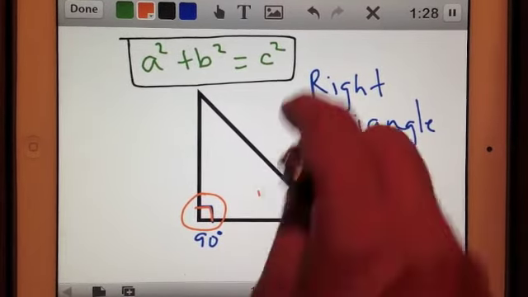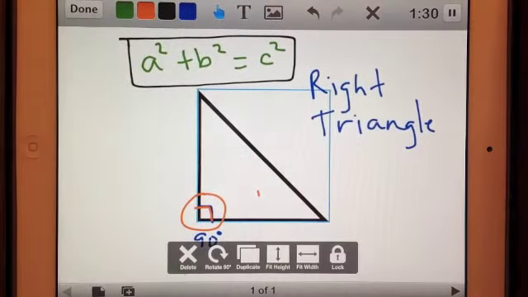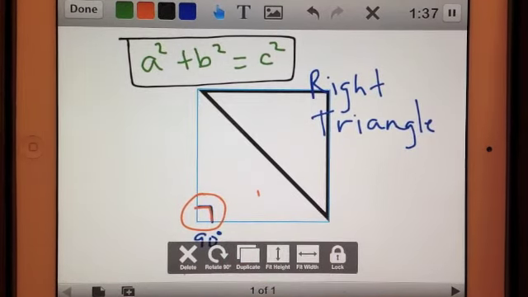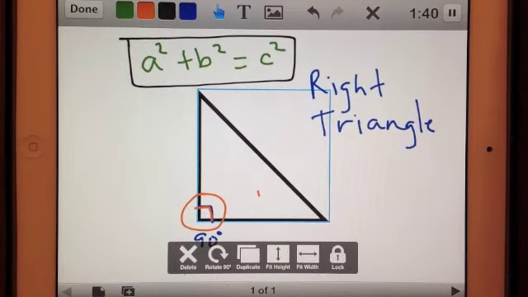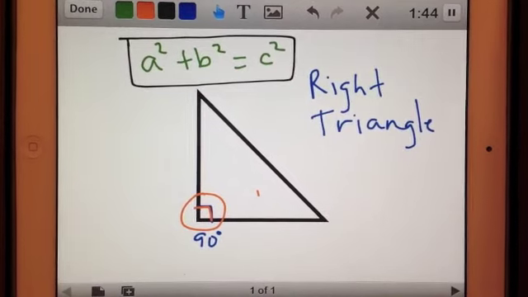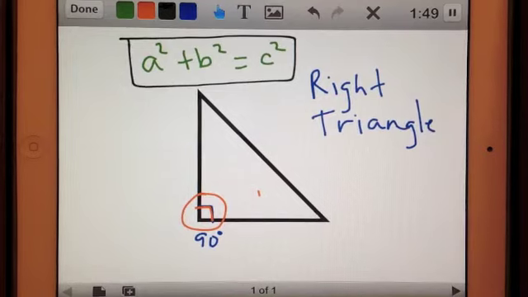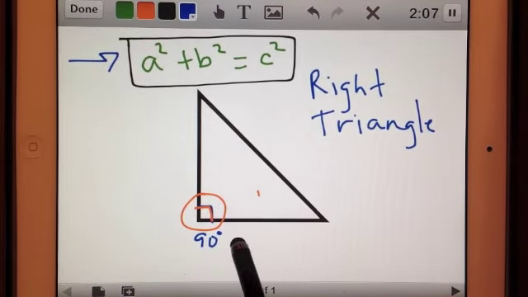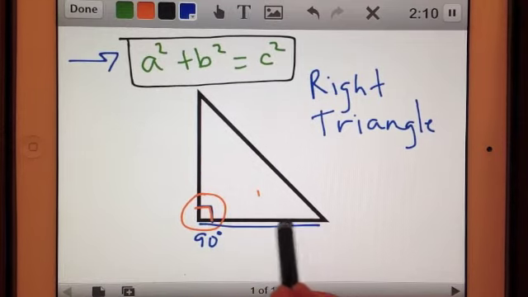Now, the other thing about this right triangle is that it doesn't matter whether I flip it that way, or flip it that way, or back to where it was before. This is still a right triangle. The measurements of the angles do not change, and how we indicate what the sides are does not change. Here we have a squared plus b squared equals c squared, the formula we might use to help us find the measurements of the sides.